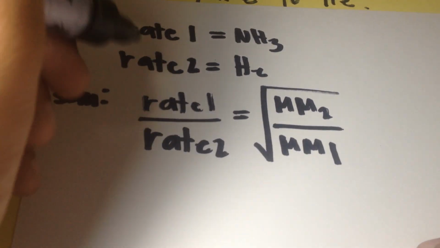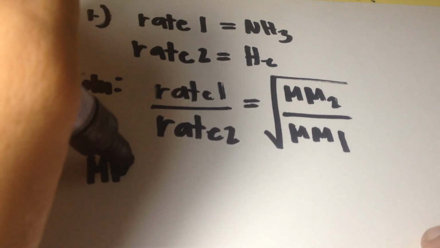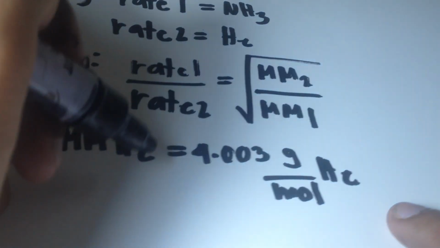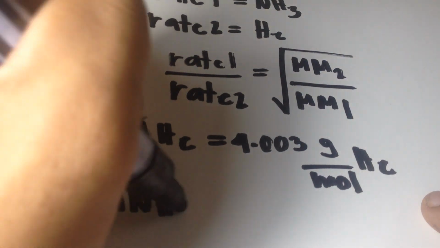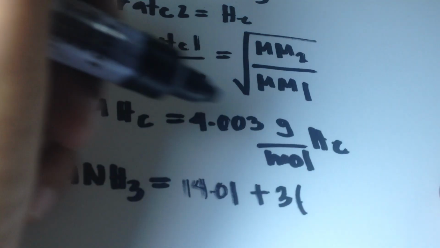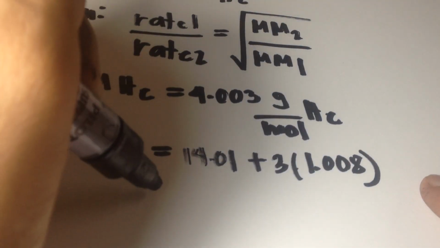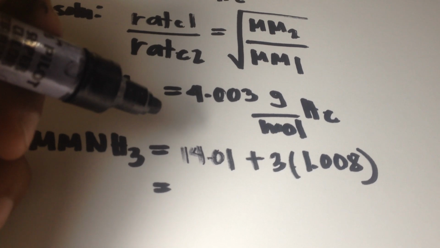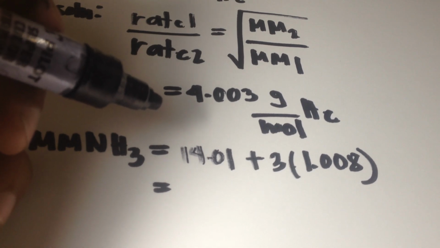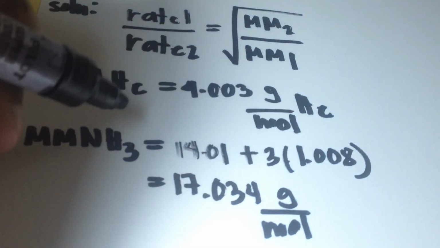And then the molecular mass of helium is equal to 4.003 grams per mole of helium. And then the molar mass of ammonia, which is 14.01 plus 3 times 1.008, is equal to 17.034 grams per mole of ammonia.